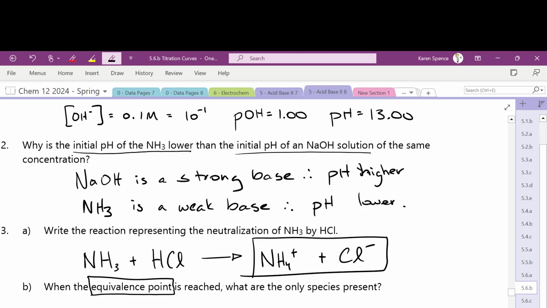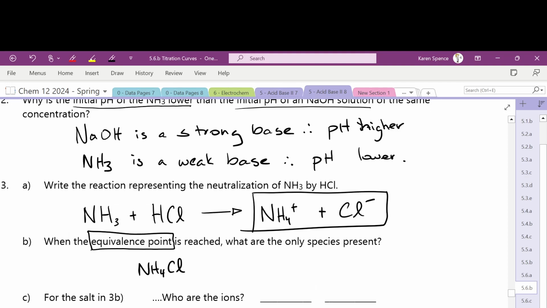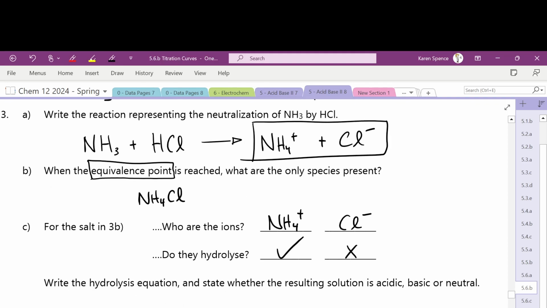Actually, it's the combo, NH4Cl, which we're just going to split apart again because when you look at how they hydrolyze, you have to split the ions apart. So we have NH4 plus and we have Cl minus. Do those ions hydrolyze? NH4 does, yes. And Cl minus does not. So let's write the hydrolysis equation and state whether the resulting solution is acidic, basic, or neutral.